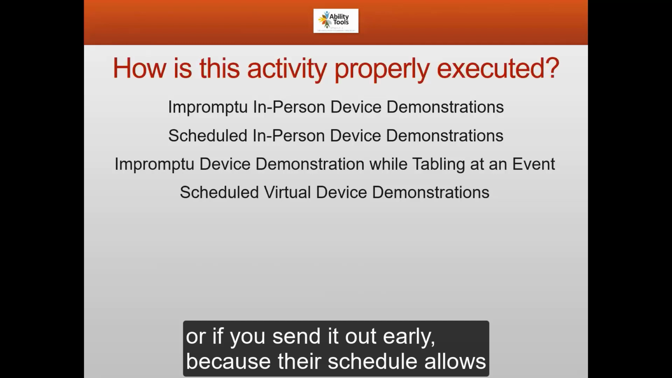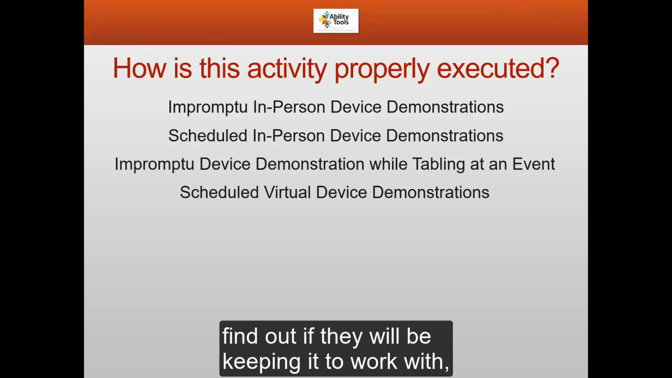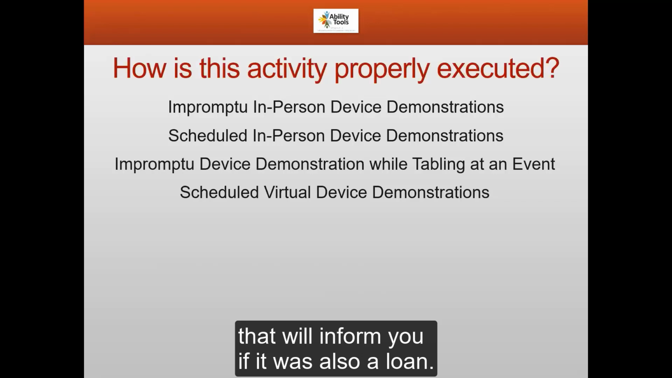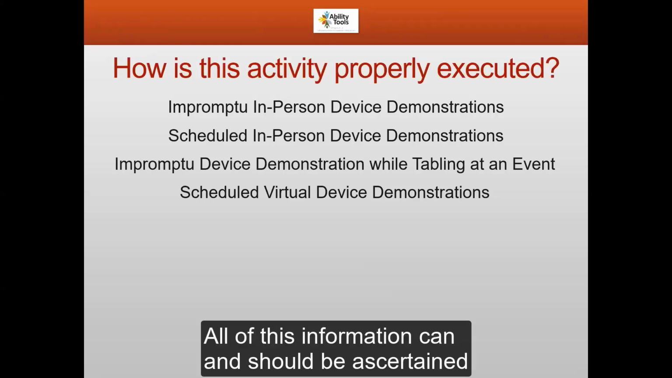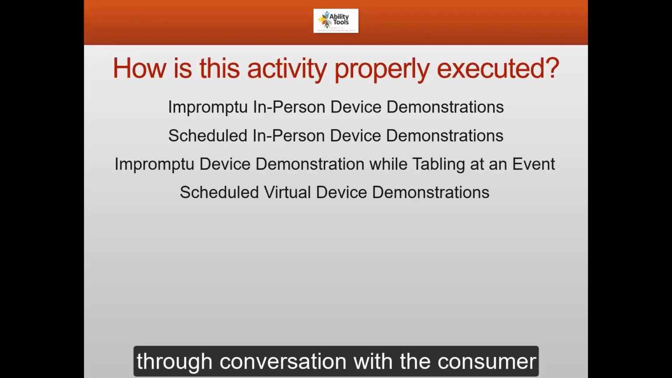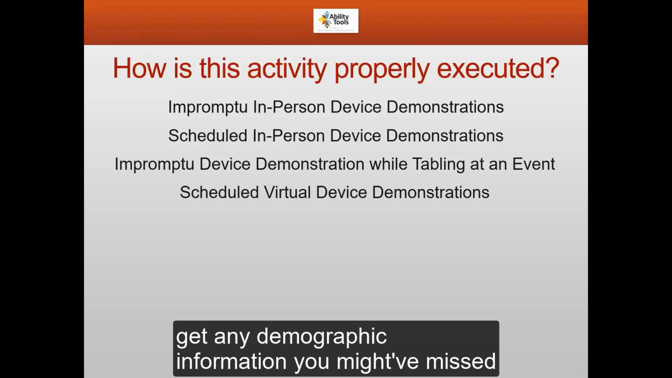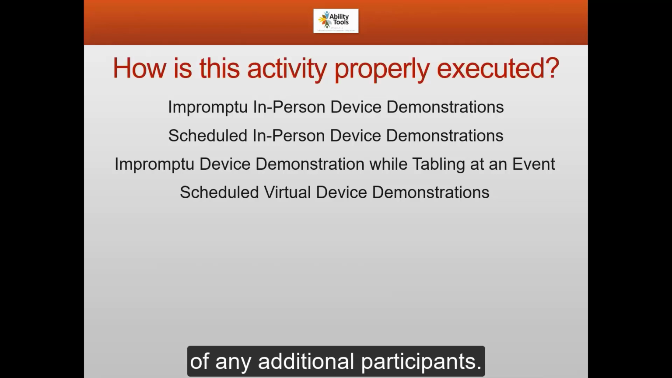Or if you send it out early because their schedule allows for only a later demonstration, find out if they will be keeping it to work with, or if they had time to work with it before the demonstration. That will inform you if it was also a loan. All of this information can and should be ascertained through conversation with the consumer during the demonstration. When you have them for the demonstration, get any demographic information you might have missed during their intake, and collect the demographic information of any additional participants.